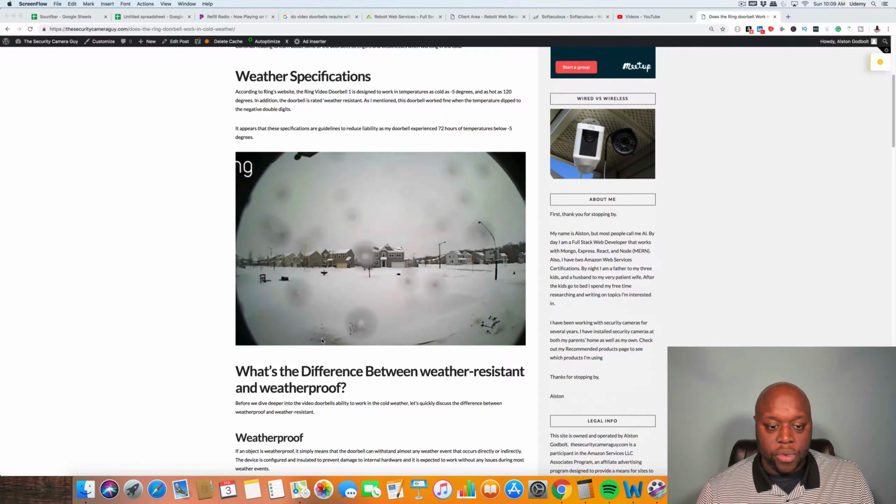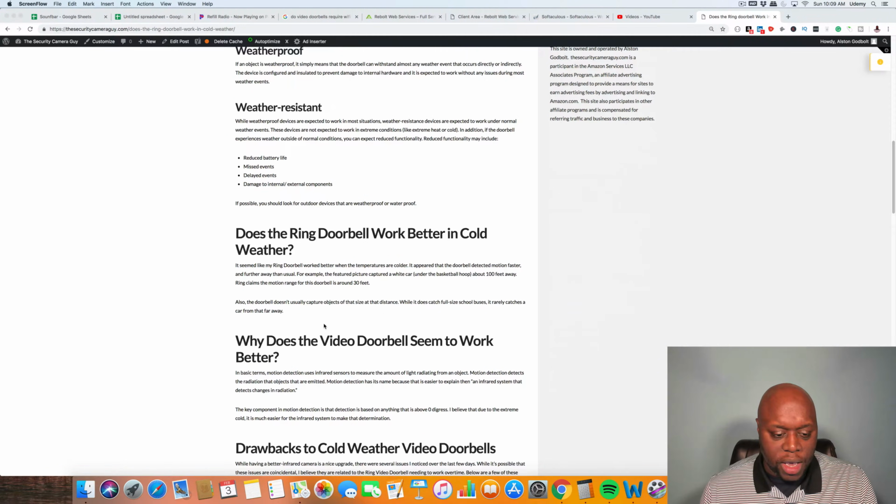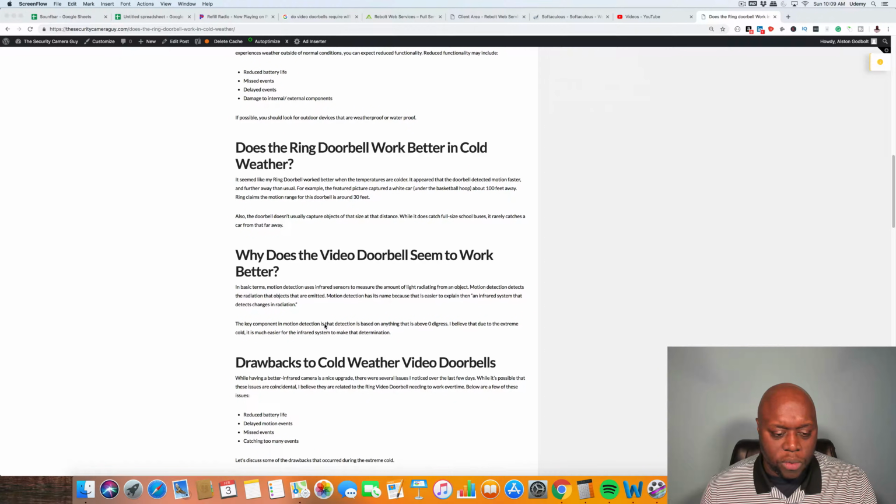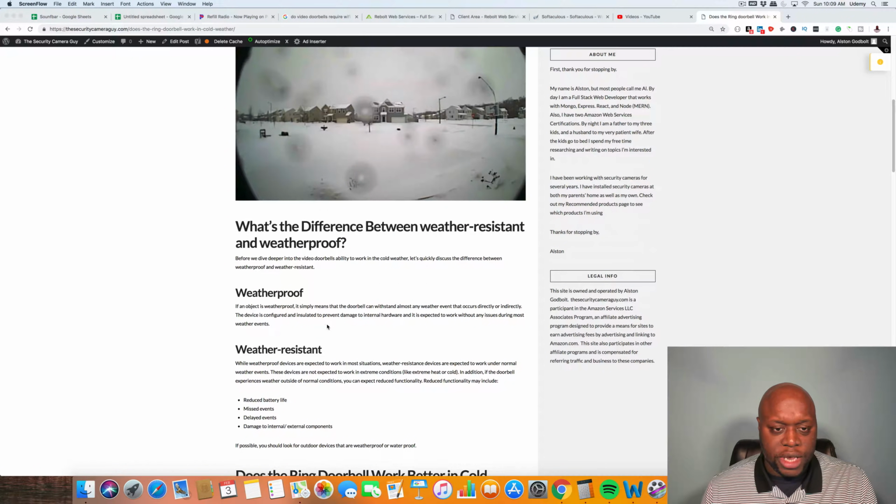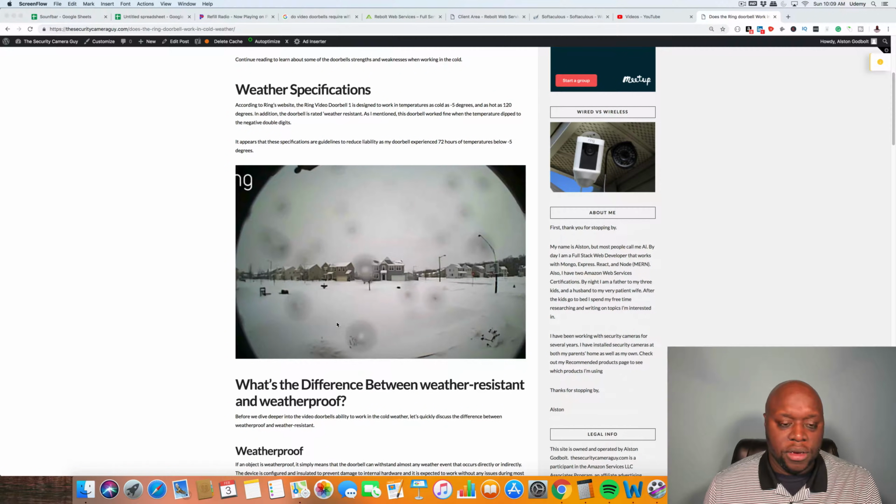So the good thing is that the Ring doorbell does work in cold weather, in extreme cold weather. I believe the specifications, if you go over to the Ring website, say it's guaranteed to work in temperatures as low as negative 5, but this is negative 27 and it worked without an issue. Actually, there were some issues and I'll talk about that in just a moment.